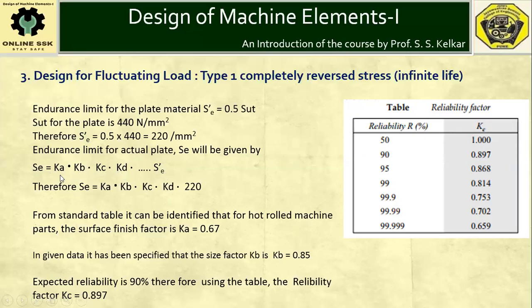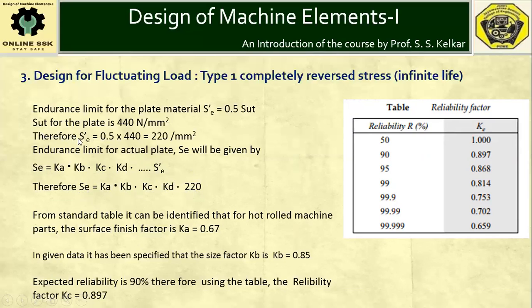Generally, Ka, Kb, Kc, Kd are taken into account. So here, with the help of the given data, we are going to identify the value of Ka, Kb, Kc and Kd, and multiplying the Se dash, that is 220, by these factors, we are going to find out Se, that is the endurance limit for the plate.